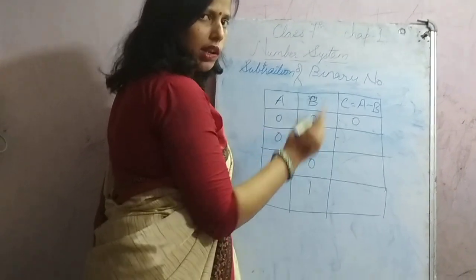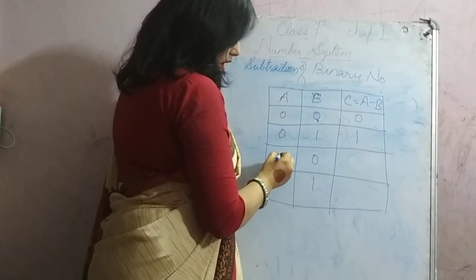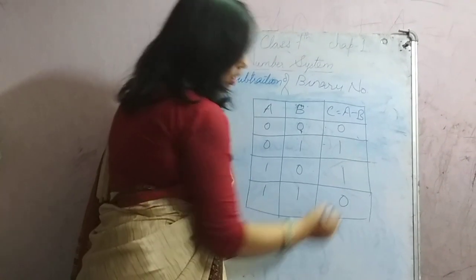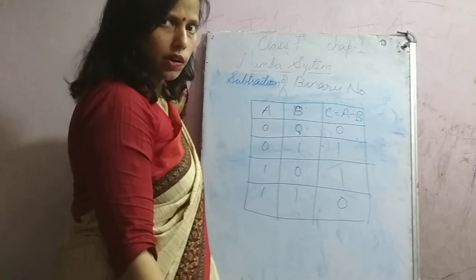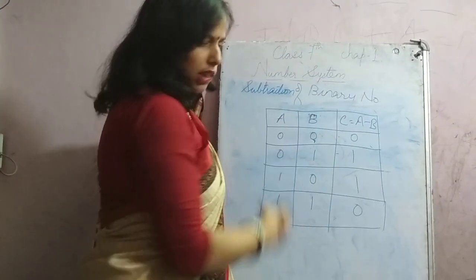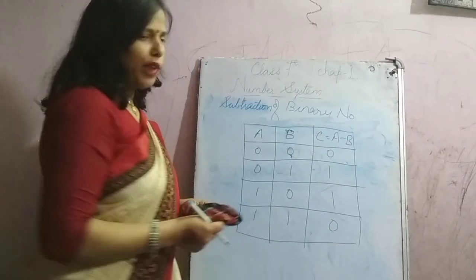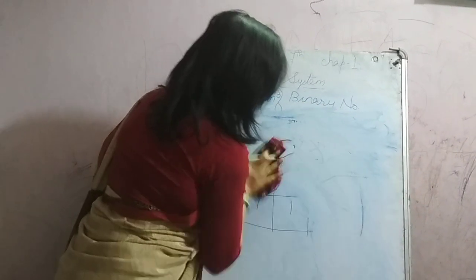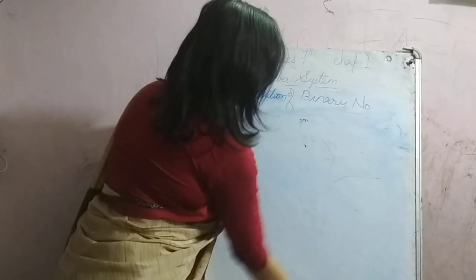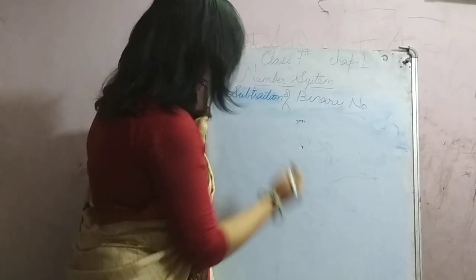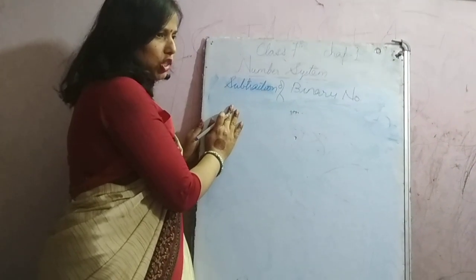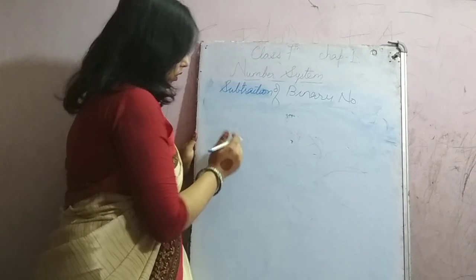Now 0 minus 1. It will be 1. 1 minus 0 will be 1. 1 minus 1 will be 0. Now this is the table which you have to remember in the subtraction. Okay. Now we are going to solve some of the questions based on this table. First question.